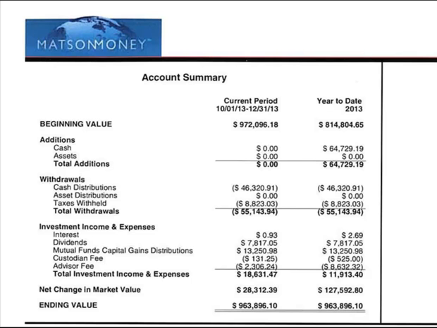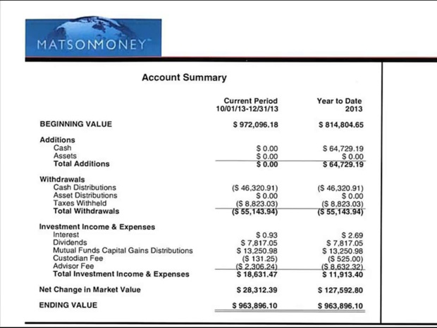Then the last area is where it says net change in market value. And that is what the appreciation for that quarter is and year to date. And then if it's showing a negative balance, that means we've had a temporary decline in the market conditions, and so that'll show a negative balance.